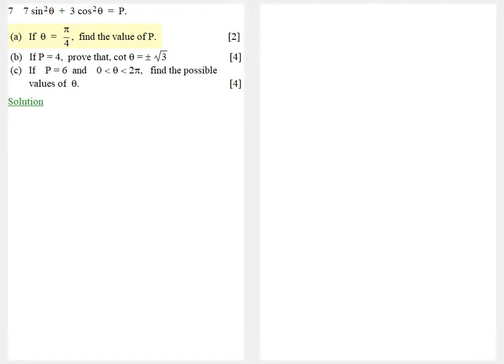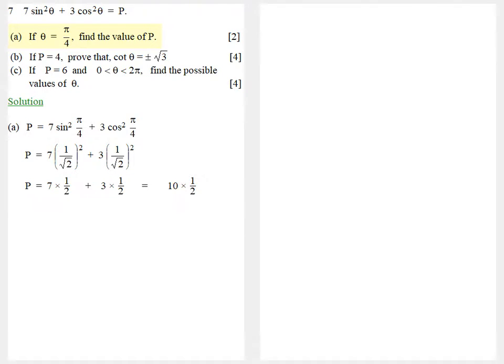Well, to solve this, in part A, p is equal to 7 sine squared pi by 4 plus 3 cos squared pi by 4. Now, the sine of pi by 4 is 1 over the square root of 2, and the cosine of pi by 4 is 1 over the square root of 2. So we have p equals 7 times (1 over the square root of 2) all squared, plus 3 times (1 over the square root of 2) all squared. So p is equal to 7 times a half plus 3 times a half, which is 10 times a half, or p is equal to 5.